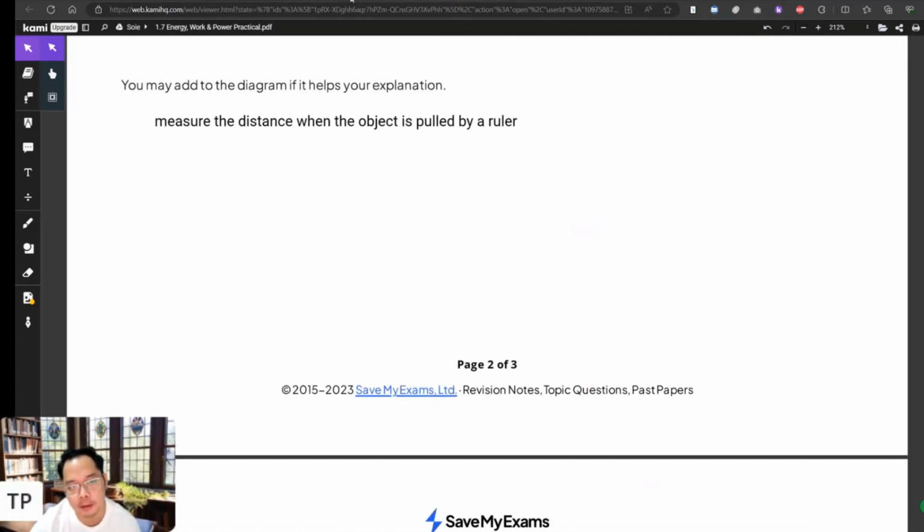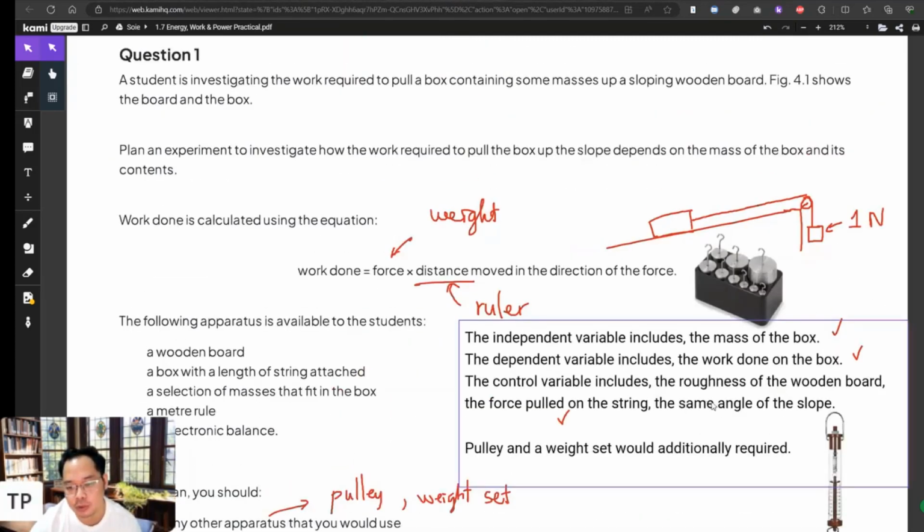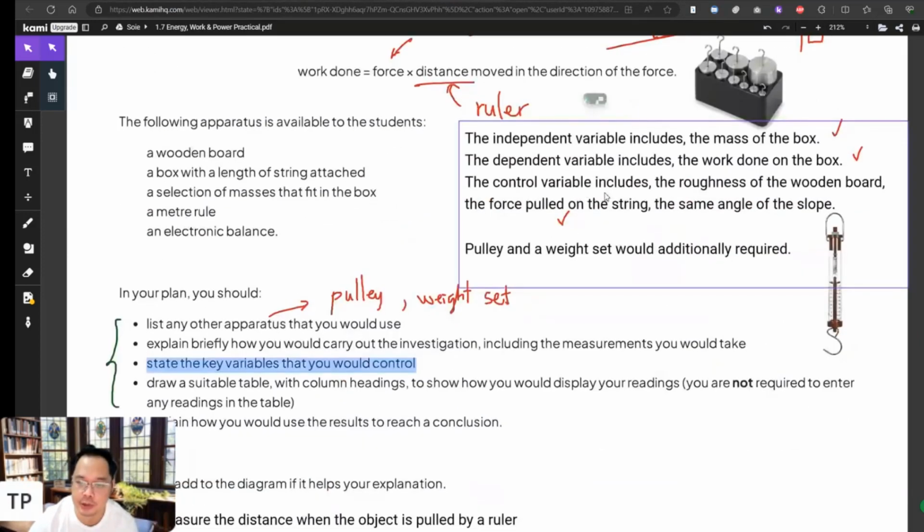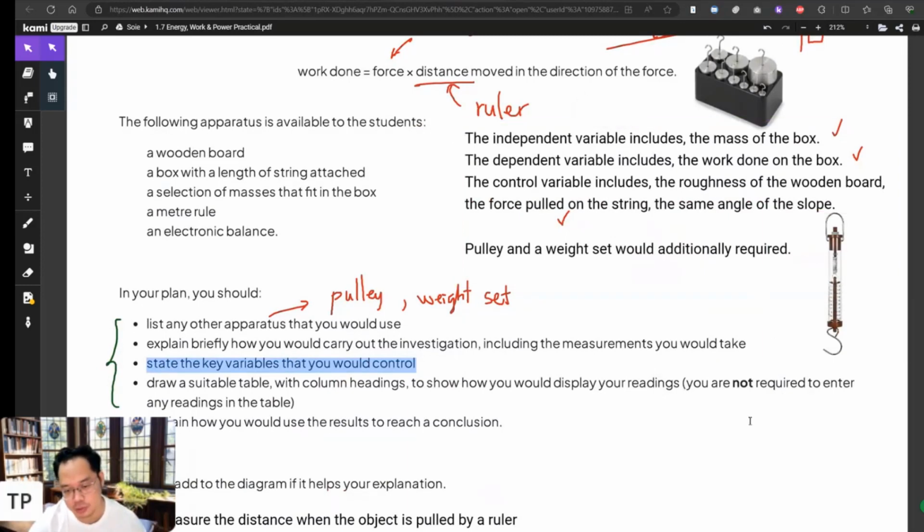Control it. So you can add one more thing to the control variables. That is the distance moved, the distance that the object is pulled. The distance that the object is pulled should be the same to simplify the experiment. It can be like 50 centimeters.